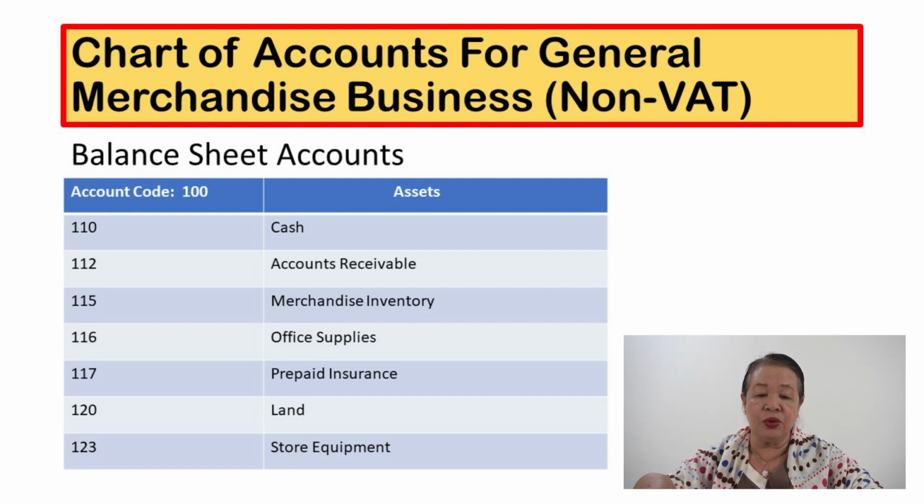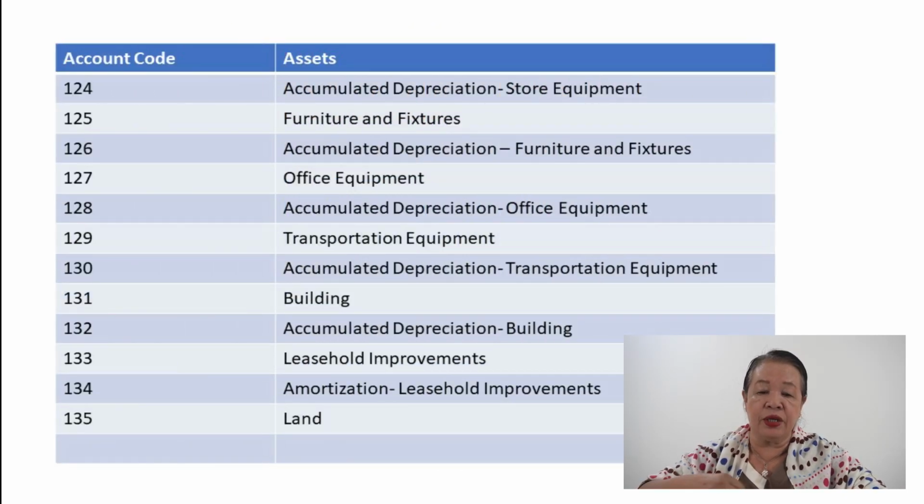Cash is 110, accounts receivable 112, merchandise inventory 115, office supplies 116, prepaid insurance 117, land 120, store equipment 123, accumulated depreciation store equipment 124, furniture and fixtures 125, accumulated depreciation furniture and fixtures 126, office equipment 127, accumulated depreciation office equipment 128, transportation equipment 129, accumulated depreciation transportation equipment 130, building 131, accumulated depreciation building 132, leasehold improvements 133, amortization leasehold improvements 134, and then we have land 135.